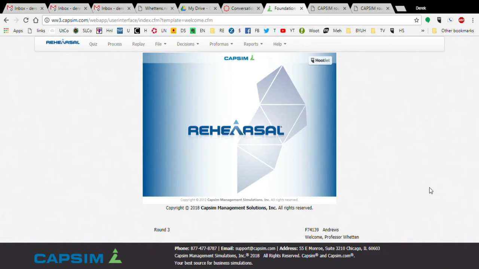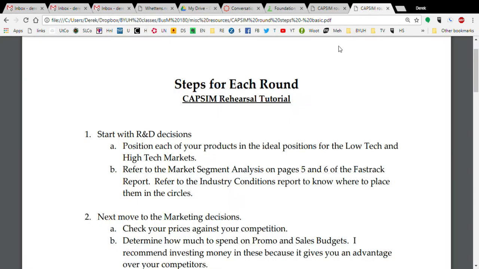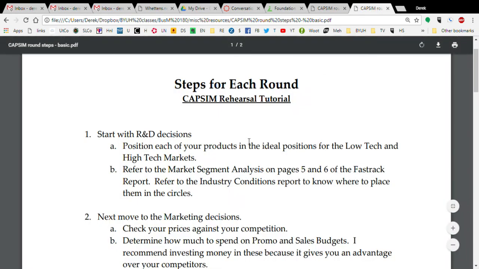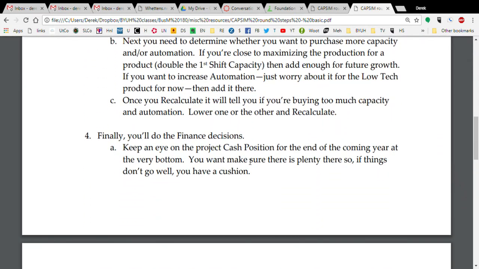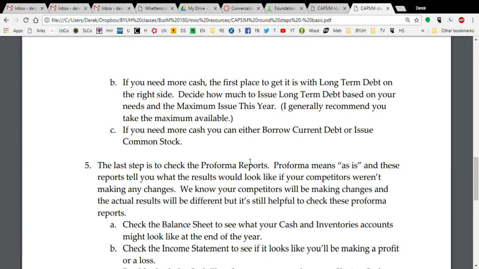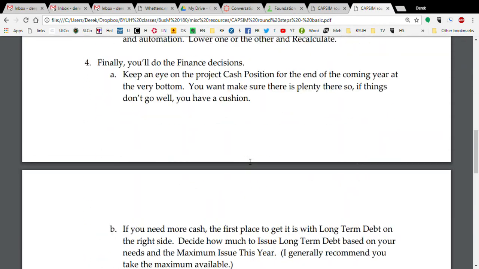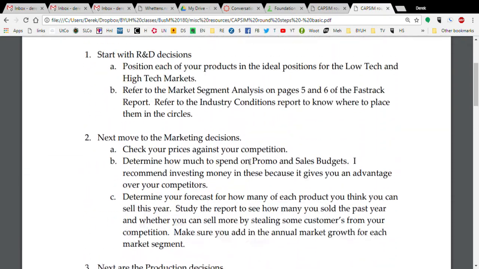Wanted to try a different video that walks you through the step-by-step to play around in the CAPSIM Rehearsal tutorial. This round that I'll be playing is round 3, and I have created this step-by-step guide, simple steps, keeping it nice and easy. It is in Canvas for you to walk yourself through these, to follow along what I'm doing.